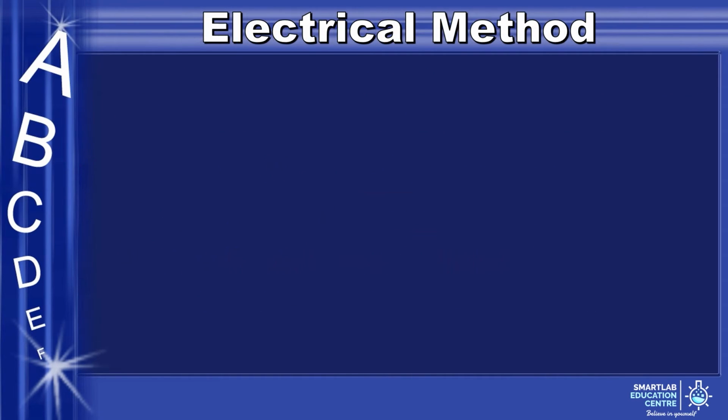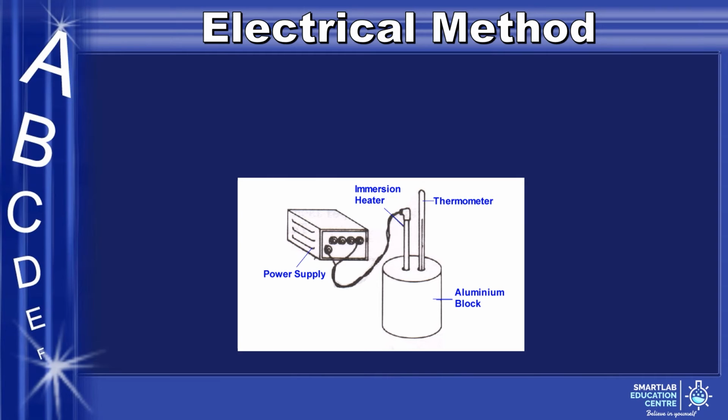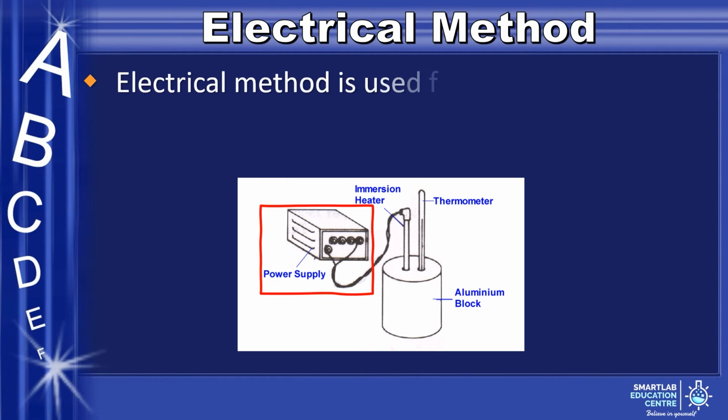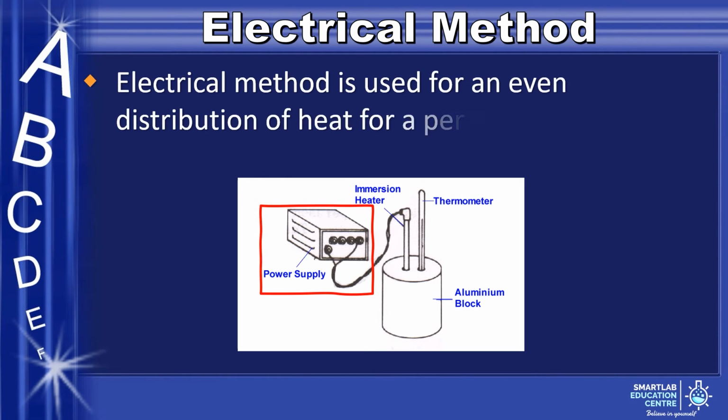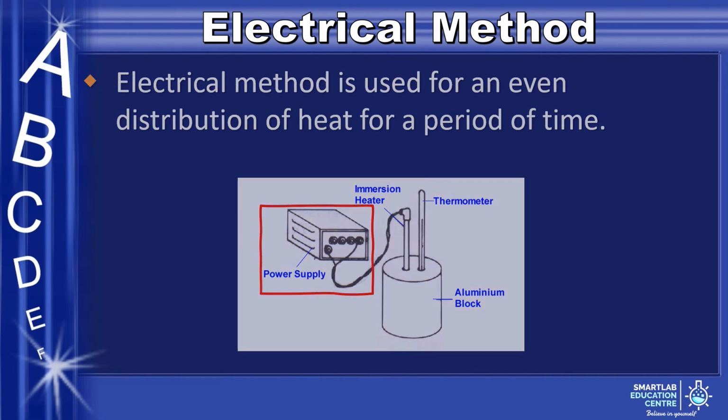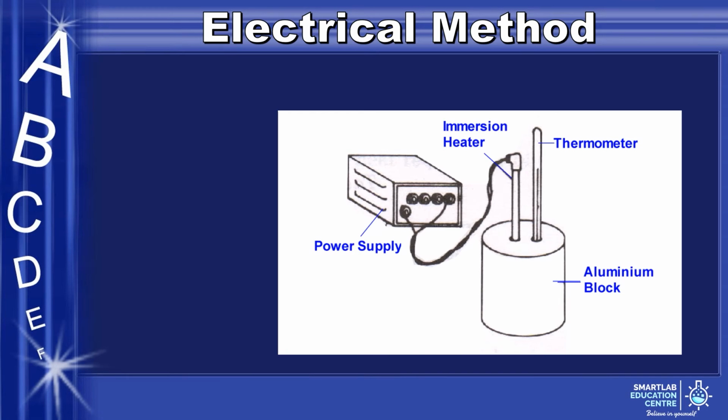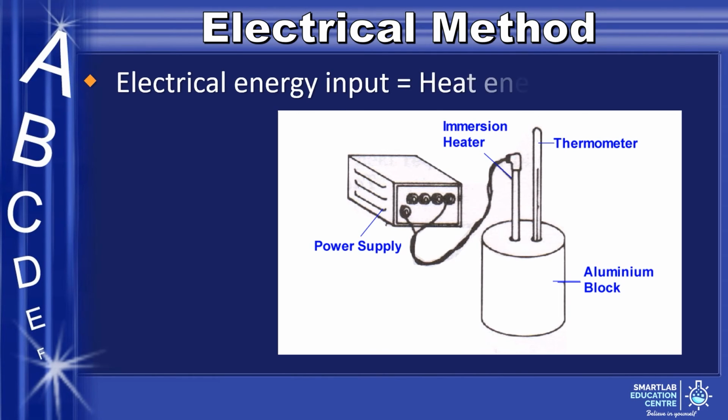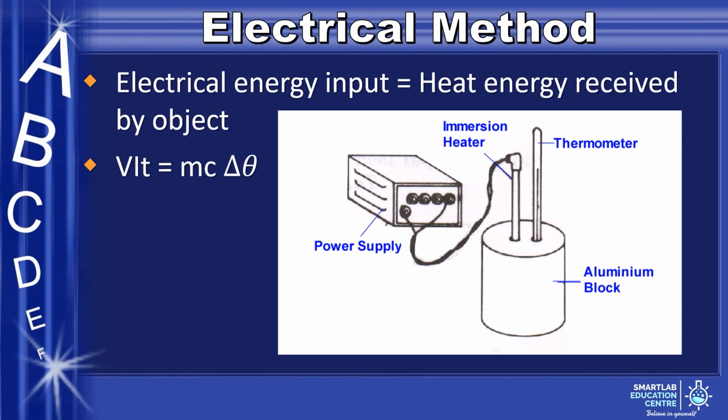The electrical method is shown in the diagram below. Heat is provided by a power supply to an immersion heater. The electrical method is consistent as it is used for an even distribution of heat for a period of time. In the electrical method, the electrical energy by the power supply is converted into the heat energy received by the object. We can further break it down into the following equation as shown.